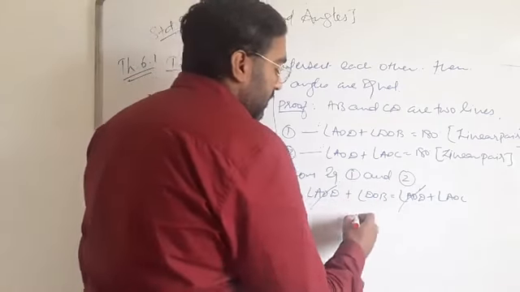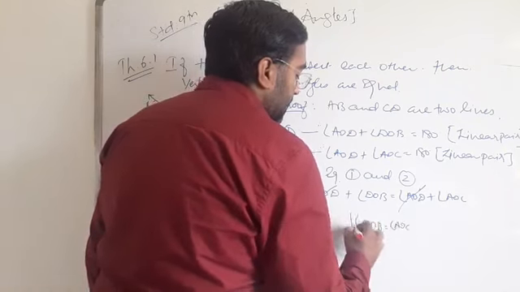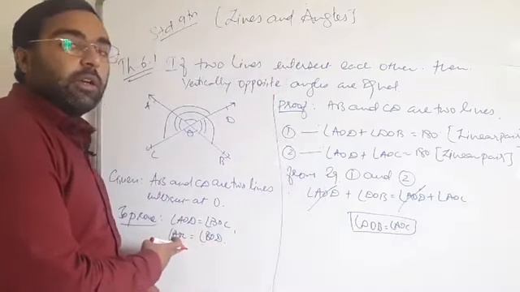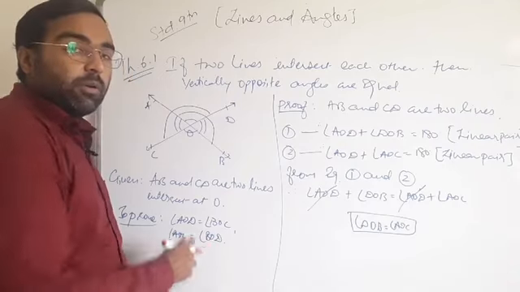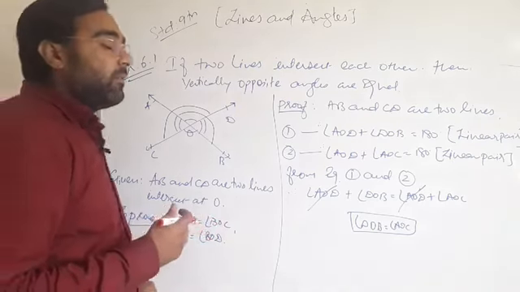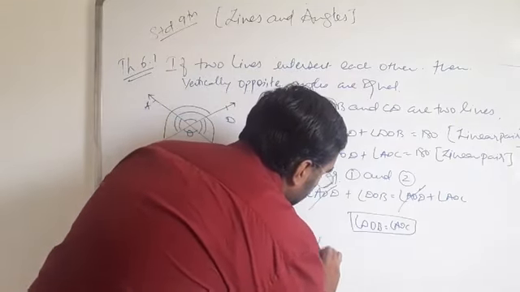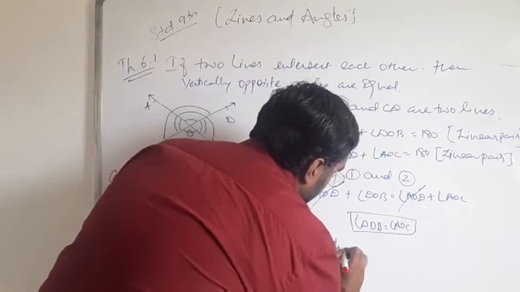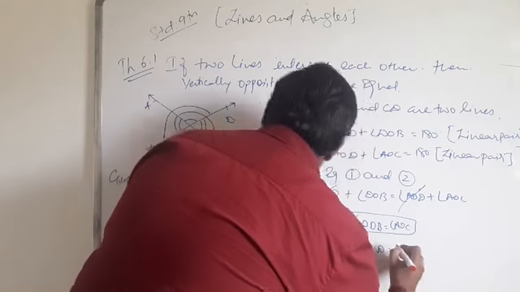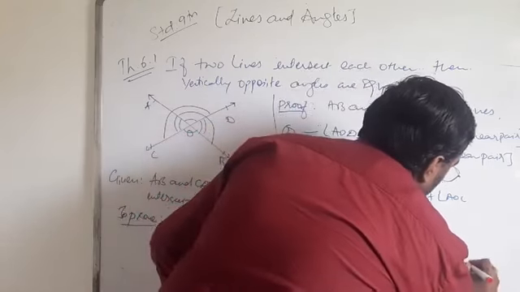The remaining terms are DOB is equal to AOC. I have proved that DOB is equal to AOC. One of them I got. Similarly, we can prove the second one: AOD is also equal to BOC. And after that we write, hence proved.